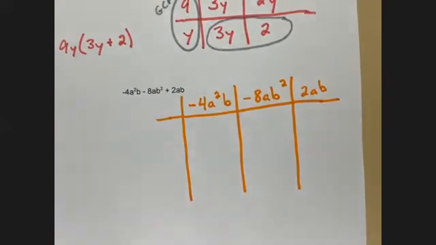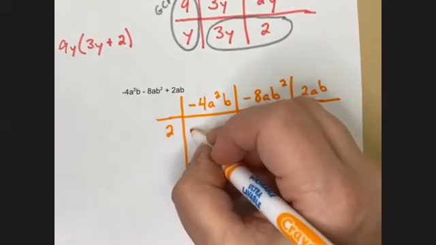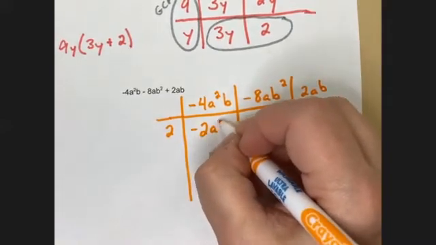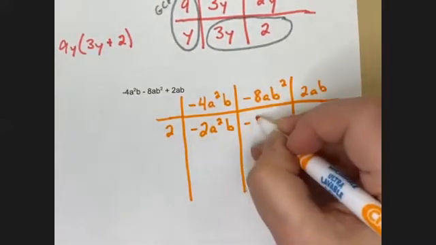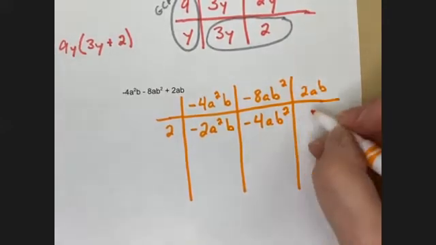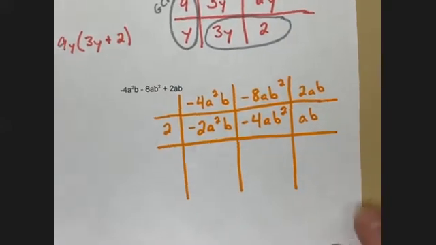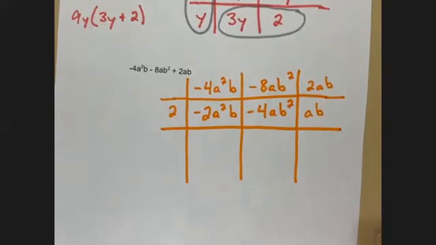Now, first thing I'm going to look at is all the numbers. Between negative 4, negative 8, and 2, what can they all be divided by? Well, they can all be divided by 2. So now that leaves negative 2a squared b minus 4ab squared. This is just a 1. I could put it, but I don't need to. Okay, so that's all the numbers because there's not anything else that I can divide out.